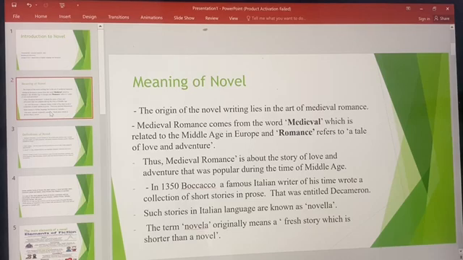Middle Age. In 1350, Boccaccio, a famous Italian writer of his time, wrote a collection of short stories in prose that was entitled Decameron. Such stories in Italian language are known as novella. The term novella originally means a fresh story which is shorter than a novel.